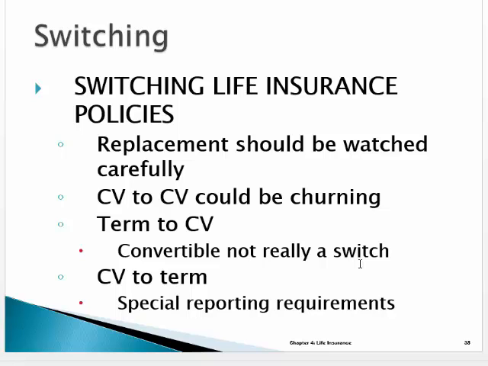So if you go from term to cash value, it's really a conversion, and this is not really a switch. The life insurance industry really likes when you do that, so there are no big issues. But if you do go from cash value to term, there are some special reporting requirements. And quite frankly, this is set up because the life insurance industry wants you to have permanent insurance, not term insurance. Permanent insurance is the profit-making insurance. Term insurance has a very low profit margin, so they want you to stay with that.